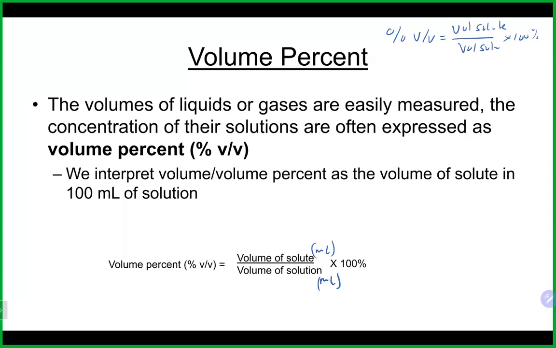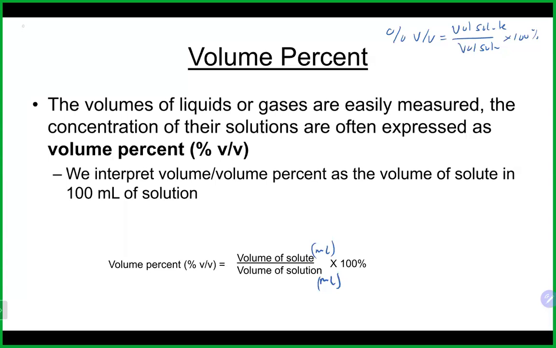The nice thing about this one is, unlike percent mass to mass, usually you don't have to worry too much about the solute and solvent being separate. So usually here they'll just give you the volume of the solution. You don't have to worry about adding them together like you do with the mass.